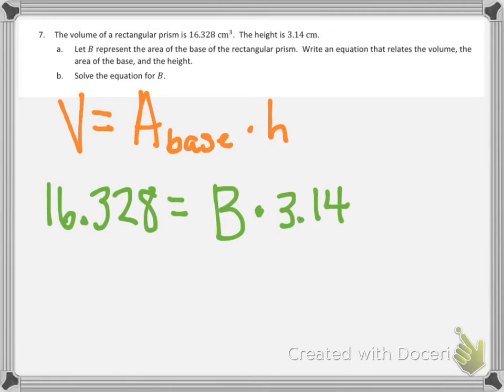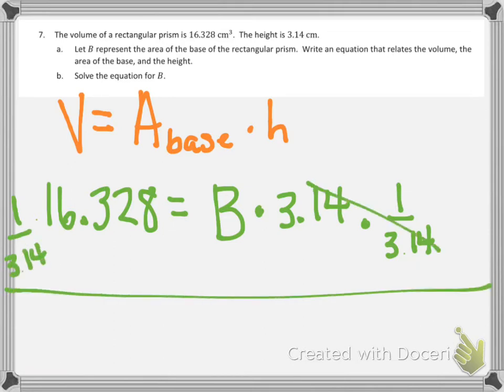And if I multiply by the reciprocal of 3.14, then I will get my answer. So I'm going to do that to both sides, multiply by the reciprocal of 3.14, and that gives me a division problem. B, the area of the base, is equal to 16.328 in my calculator divided by 3.14, which is 5.2, and these would be square centimeters because it's an area.